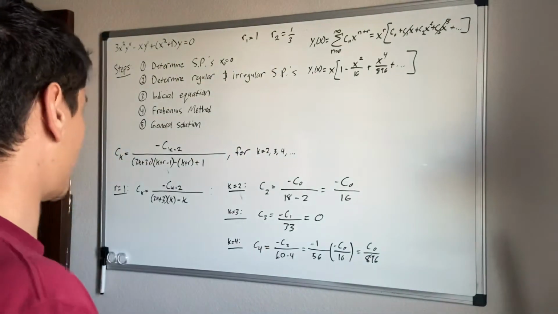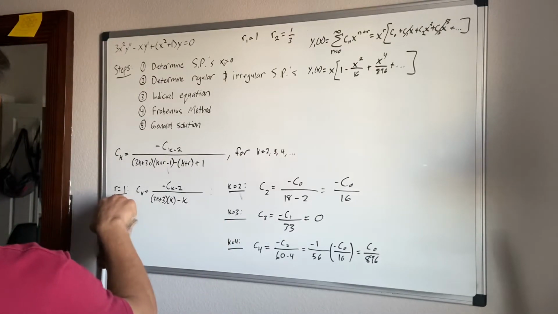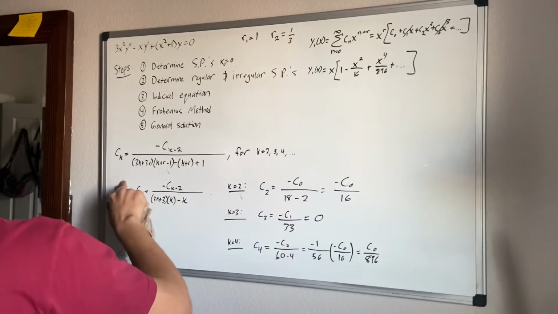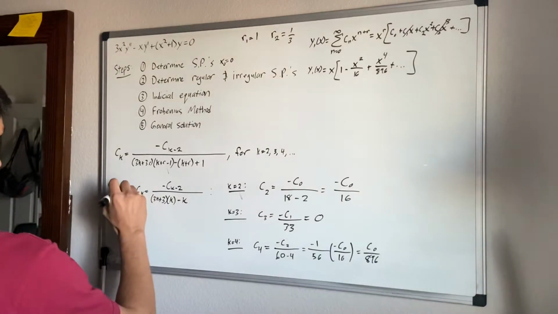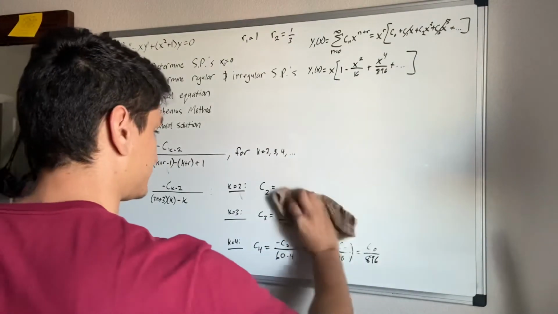So now we need to find y sub 2 of x. In order to find y sub 2 of x, we have to change the r value to 1/3. So instead of r equals 1, we have r equals 1/3, which will change this equation.